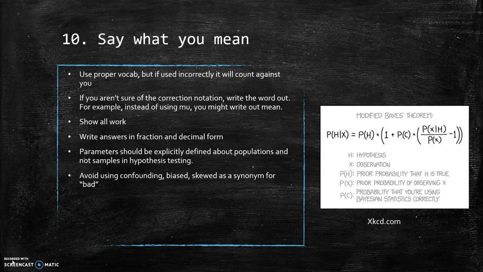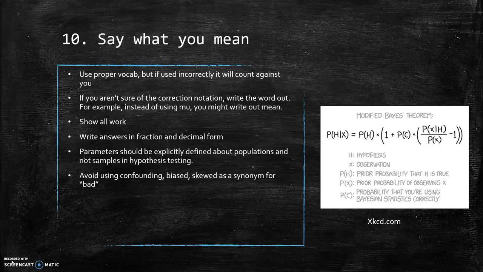Parameters should be explicitly defined about the population and not the sample when you're doing a hypothesis test. When you are writing your hypotheses out, you should always be defining those variables and it should refer to the population. Avoid using the word confounding, biased, or skewed as a synonym for bad. That would be the incorrect usage of those vocabulary terms.